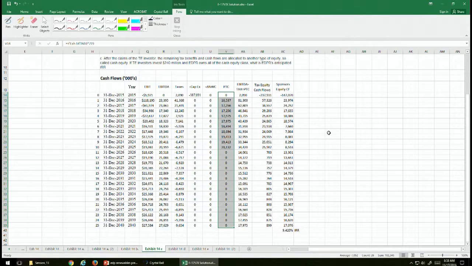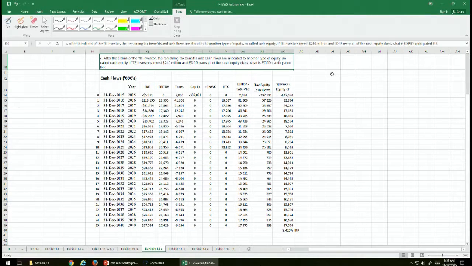Okay, now let's look at this question C. After the claims of the tax equity investors, the remaining tax benefits and cash flows are allocated to another type of equity, so-called cash equity. If the tax equity investors invest $240 million and EDP owns all the cash equity class, what is EDPR's anticipated IRR? Again, what you're going to see here is relatively small because I got all these numbers in it, but there's an Excel file that you can look at at the same time.